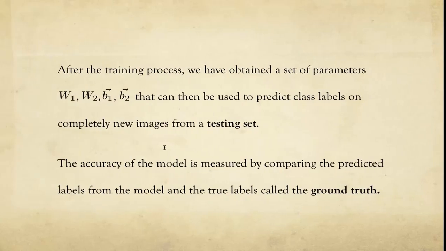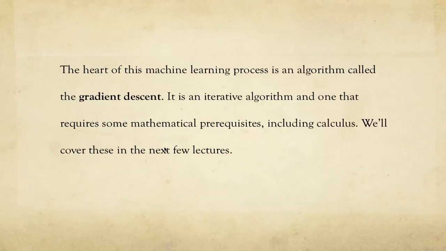Okay, let's go back to the slides. The heart of this process is an algorithm called gradient descent. It's an algorithm that requires some calculus. Even if you don't know calculus, we're going to go over some intuition and some geometric definition that allows you to have an idea of what a derivative is, what a gradient is, so that we can really understand the algorithm and be able to implement it. We'll cover those in the next few lectures.